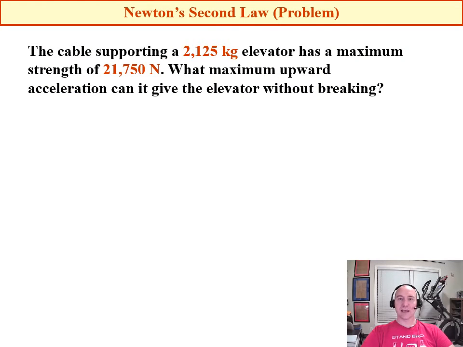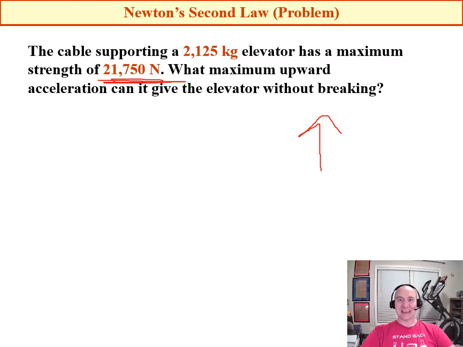All right, so this cable supporting a 2,125 kilogram elevator has a maximum strength of 21,750 newtons. What's the maximum upward acceleration that can be given to the elevator without breaking? All right, so we're looking at the upward force that is needed, because that upward force has a maximum, and there's the maximum right there.